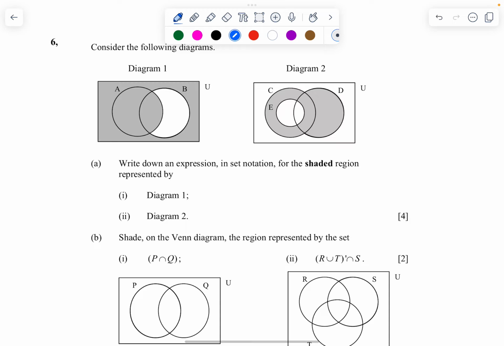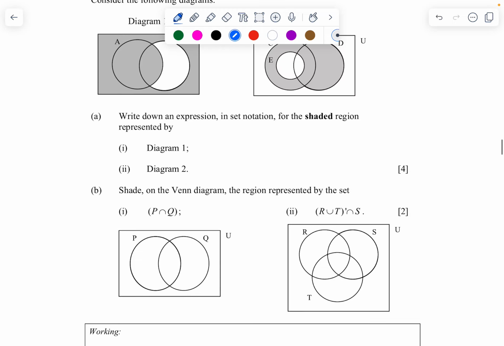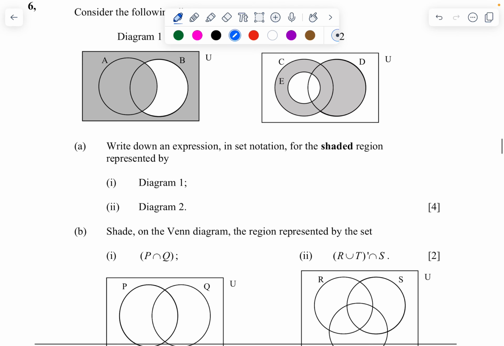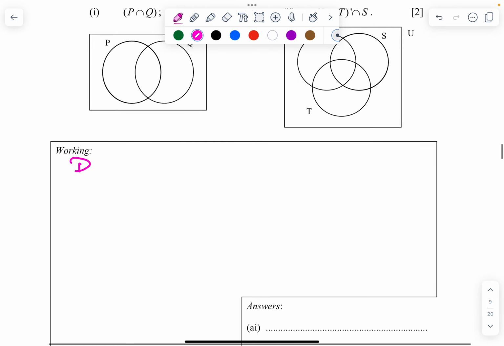Coming to question number 6. Write down the expression denoted for the shaded region, diagram A. So first of all, we can see that the entire shaded region is outside of B. B is not shaded, so I go outside of B. This part is outside of B. First one, diagram 1. So first I go for outside B.